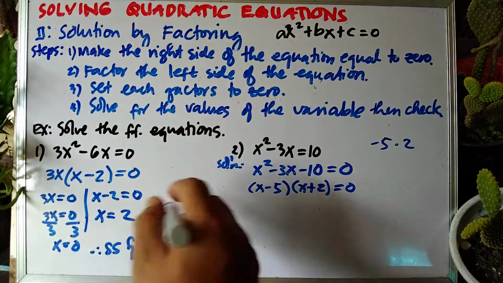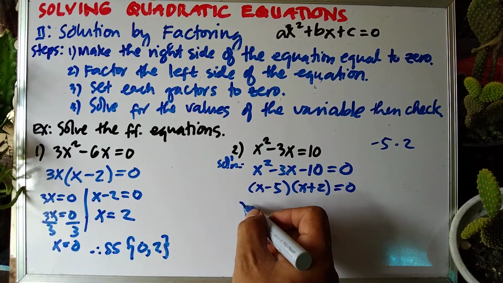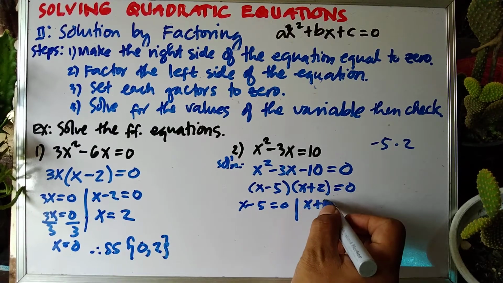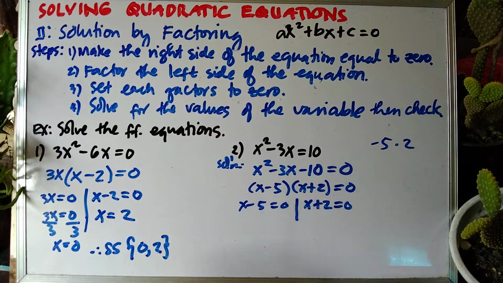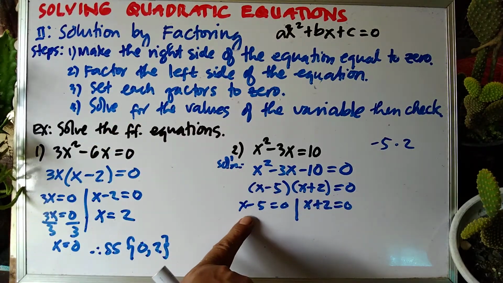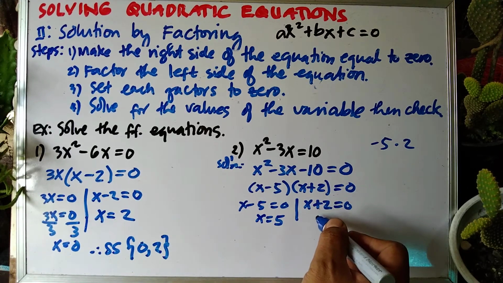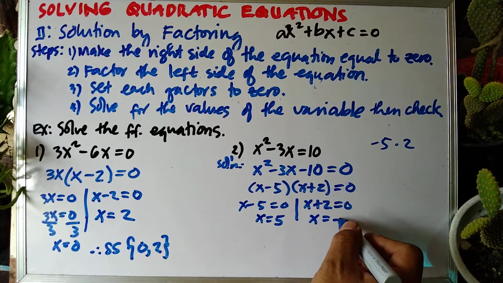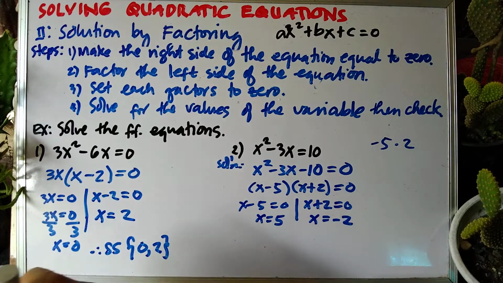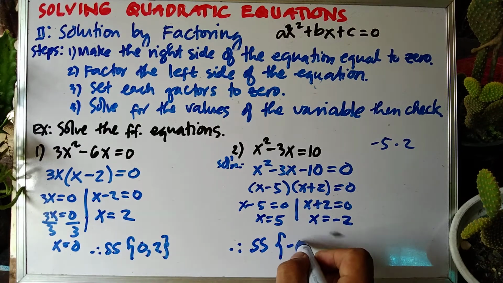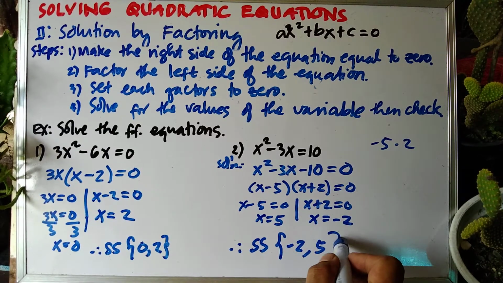Step 3, set each factor to 0. So, we'll set each factor. x minus 5 is equal to 0, and x plus 2 is equal to 0. Now, solve for the variables. We need to solve for x. Simply here, we need to transpose negative 5 to the right side of the equation. So, x is equal to 5. For this one, x is equal to negative 2, because we moved it to the right side. So, therefore, the solution set is the set that contains negative 2 and 5.